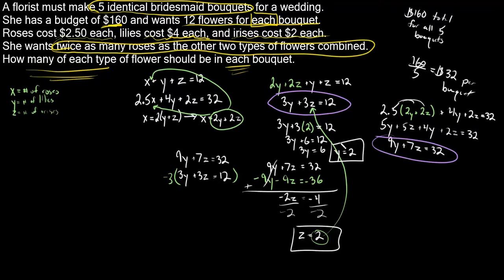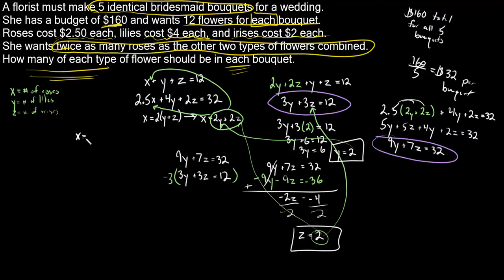Now all that's left is to find out how many roses there are, and all I got to do is take each of these and substitute into one of the original three equations and solve for x. So I'm going to go ahead and do that over here.